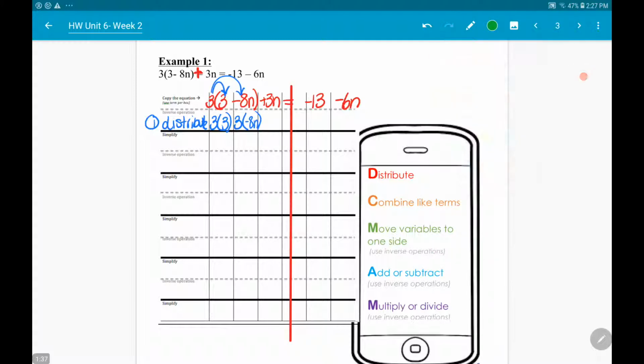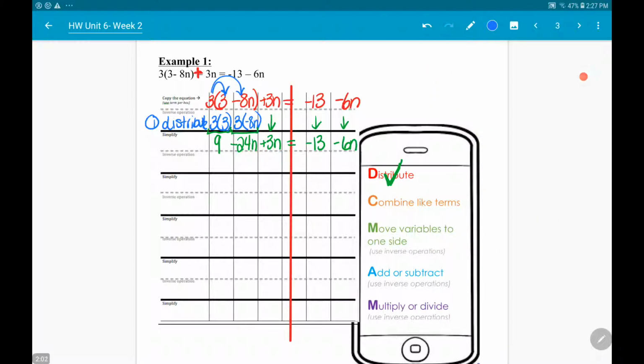Okay, so let's do our simplifying step. So 3 times 3, 9. 3 times negative 8 is negative 24. And bring this down. Bring this down. And everything else I'm going to bring down. That was our distributive step.